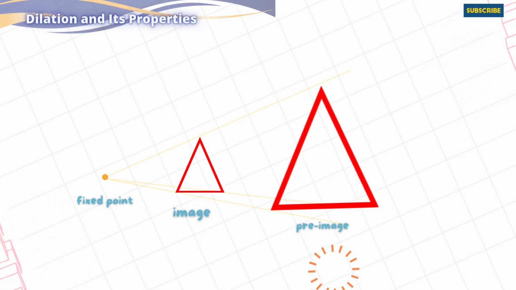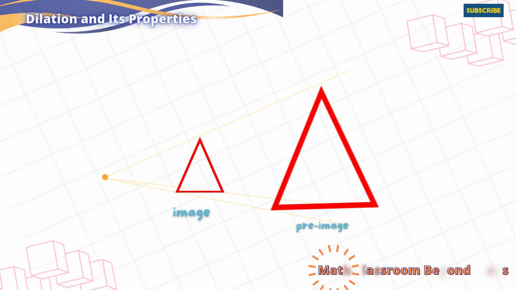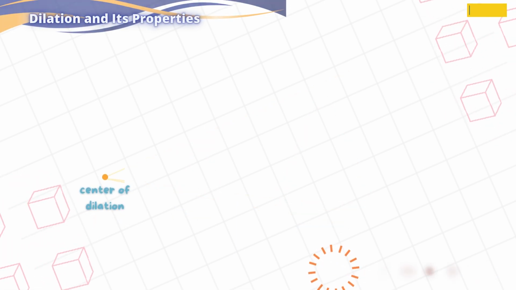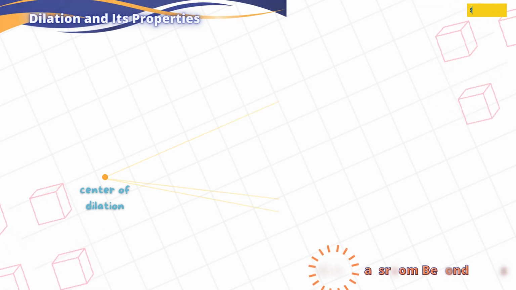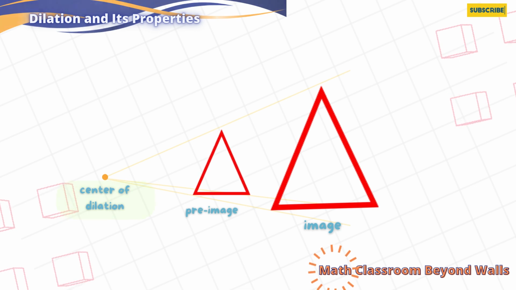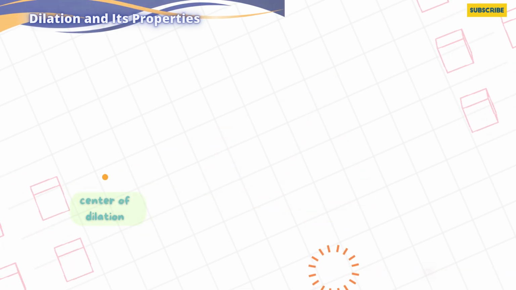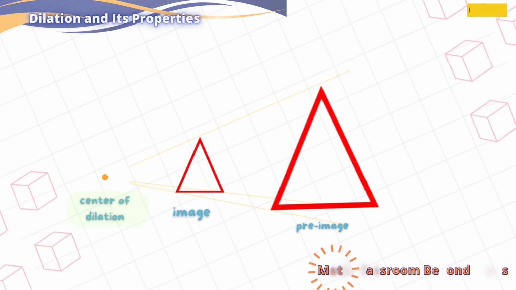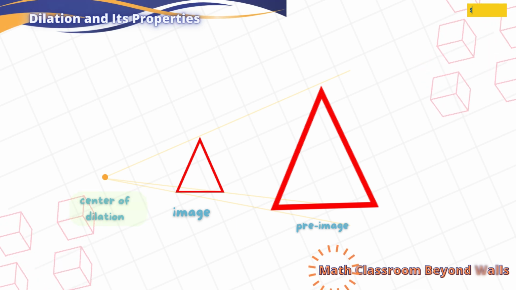This fixed point where the image is resized is called the center of dilation. You must have observed that the farther the image is from the center of dilation, the larger the image becomes. The nearer the image is from the center of dilation, the smaller the image is. Have you observed this, learners?